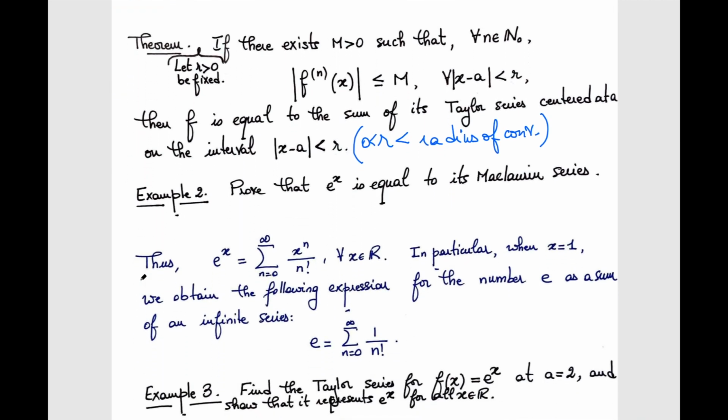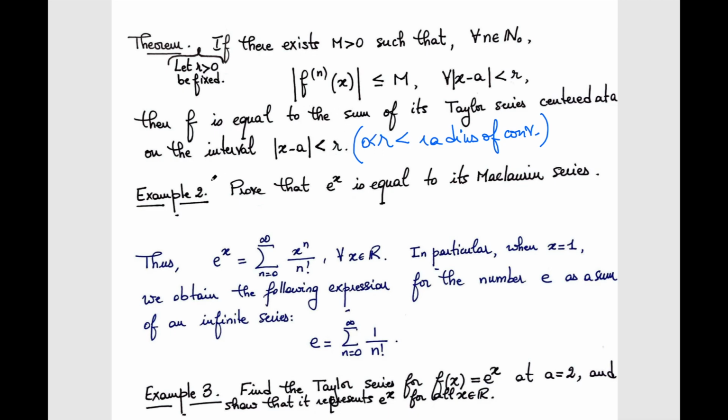Okay. All right. And another thing to highlight here is that this is a sufficient condition. What you see here, let me highlight it for you, is a sufficient condition, but it's not necessary, meaning a function f may equal its Taylor series centered at a without this happening. So it's a sufficient condition. It forces the desired conclusion, but it's not necessary.